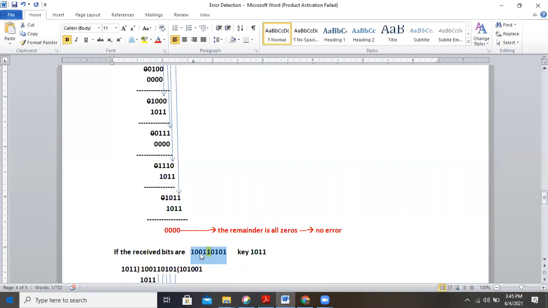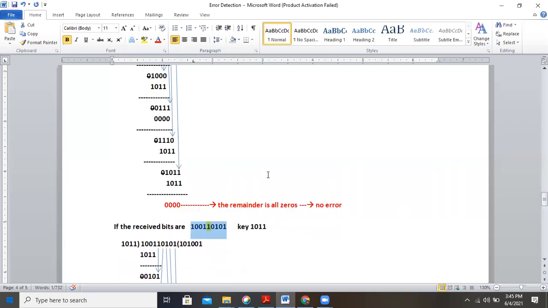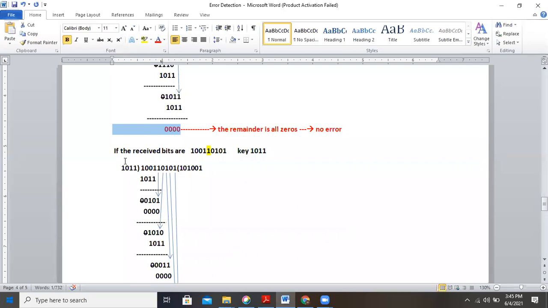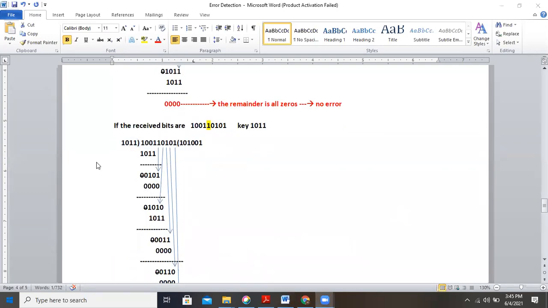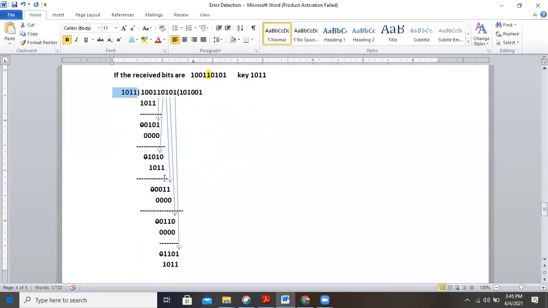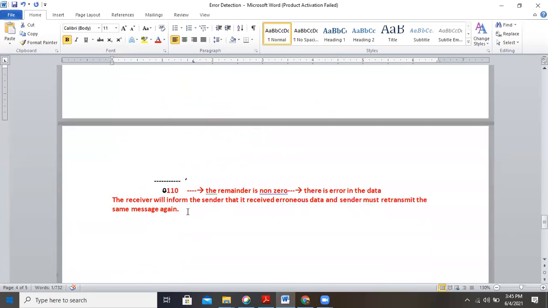Okay. So if there is any error, whether we are going to get the remainder 0 or not, that we need to check. So the receiver is going to perform the division. Okay. So 100, 110, 101 with the generator polynomial, it is performing the division. So when it is performing the division, you can see here, the remainder we are getting is 110.